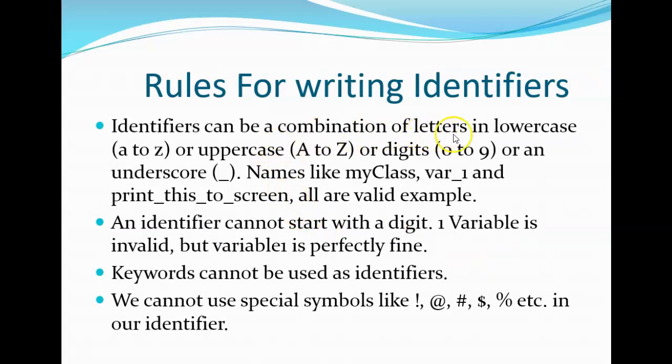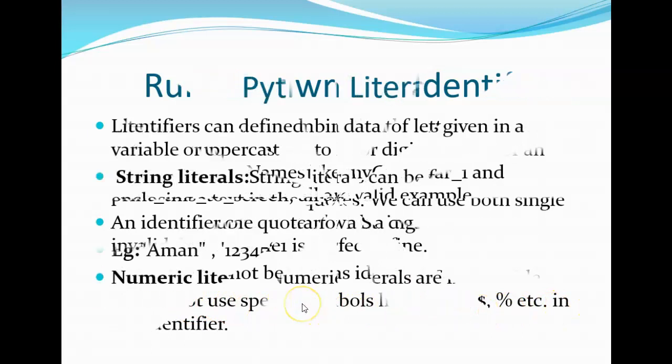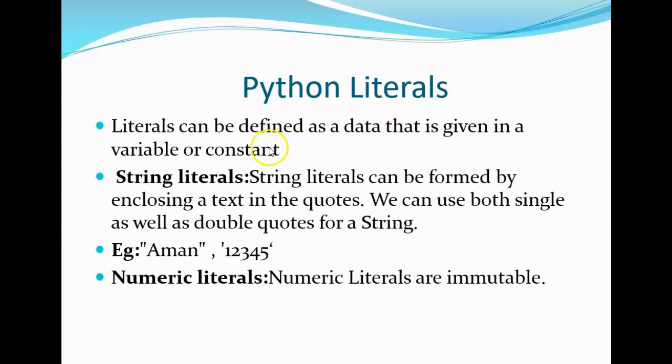Identifiers can be a combination of letters in lowercase and uppercase, digits 0 to 9 and underscore, but they cannot start with a digit. Keywords, that means reserved words, cannot be used as identifiers. We also cannot use special symbols like these symbols.